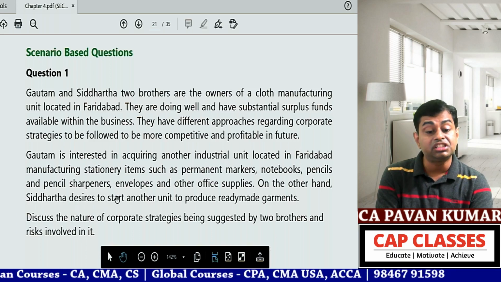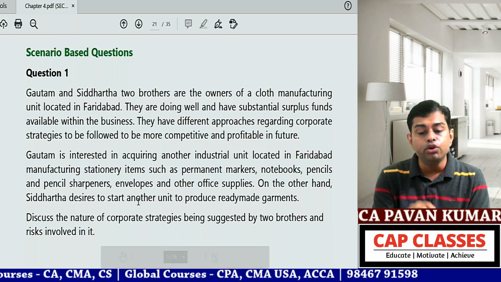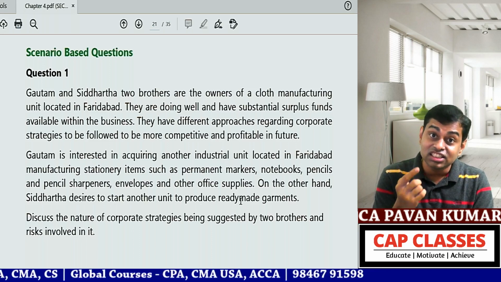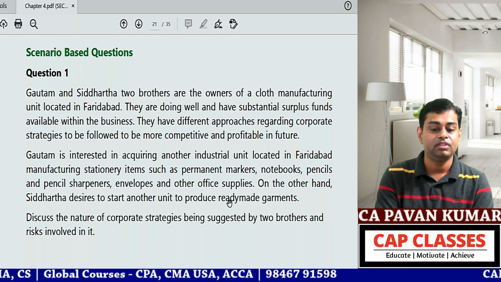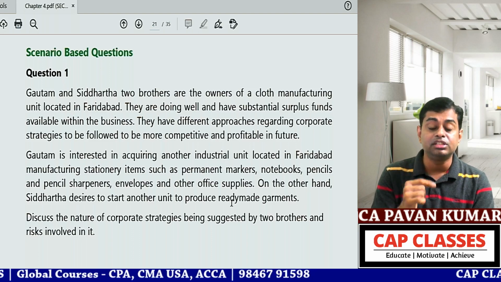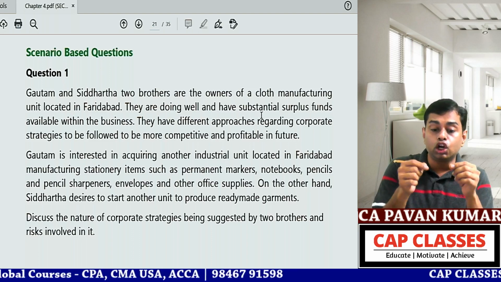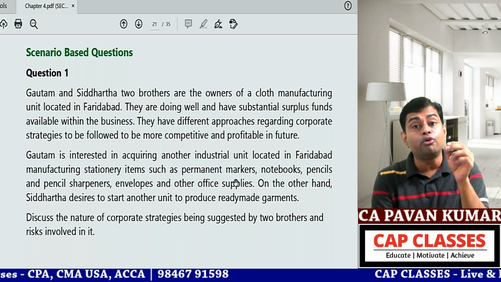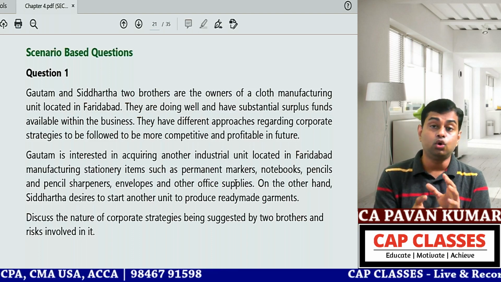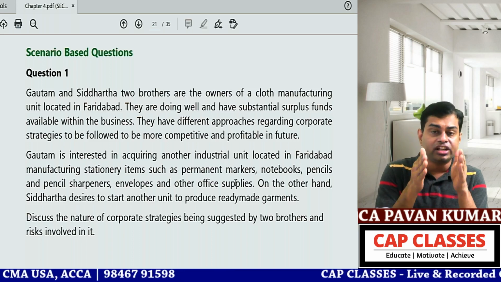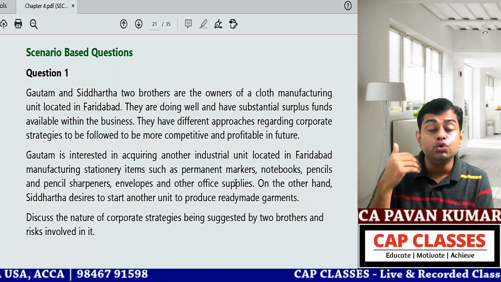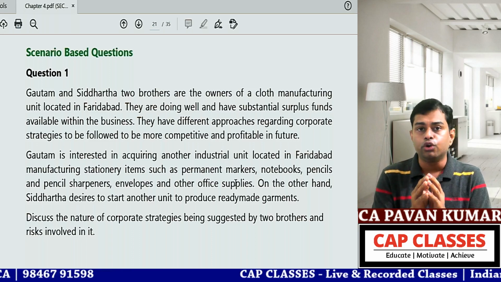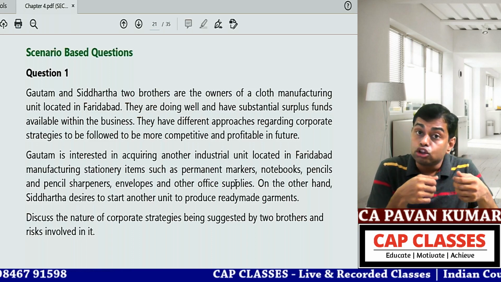On the other hand, Siddhartha desires to start another unit to produce ready-made garments. Is it their existing business? No, this is also new business, but this has some connection with the existing business. Existing, they are manufacturing cloth. Now, second brother is thinking of starting a unit to produce ready-made garment. So previously you are manufacturing cloth. If at all you start this ready-made garment production, then what you need to do? Old business has cloth manufacturing.